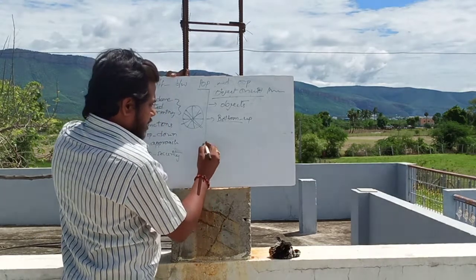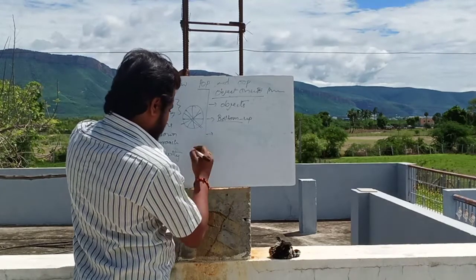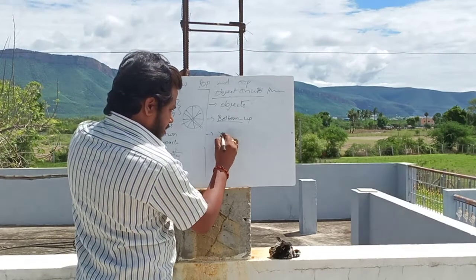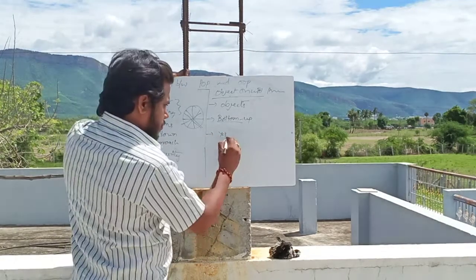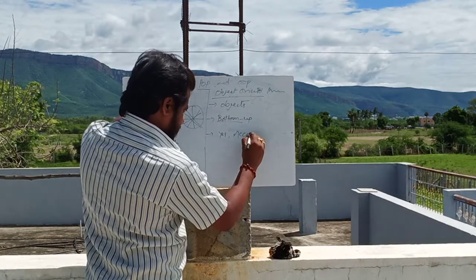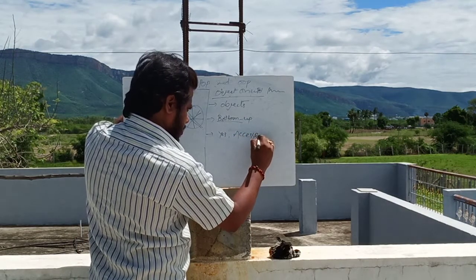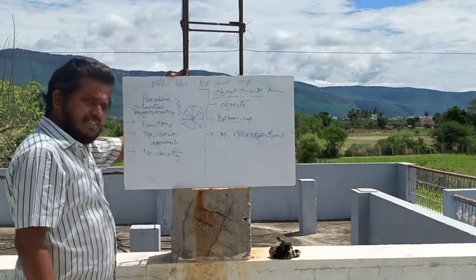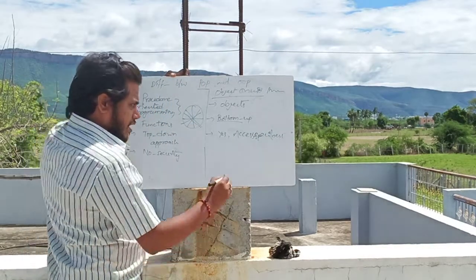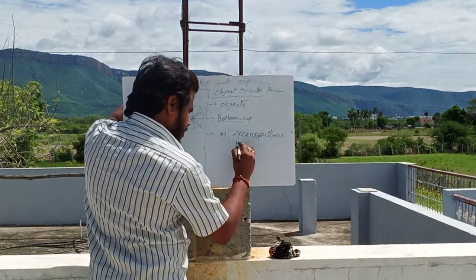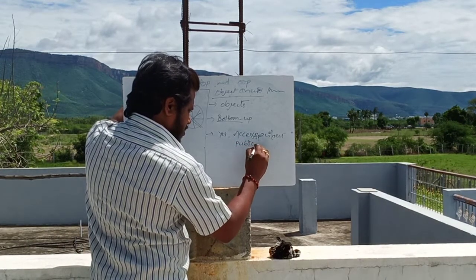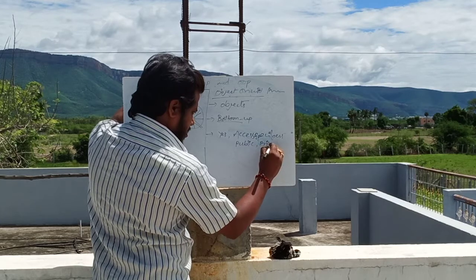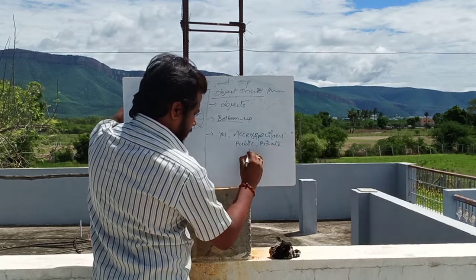The next one, the third point: yes, object oriented programming provides security because of access specifiers. Access specifiers are like public, private, and protected.